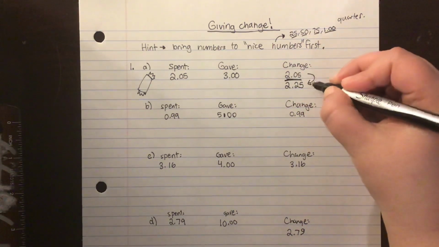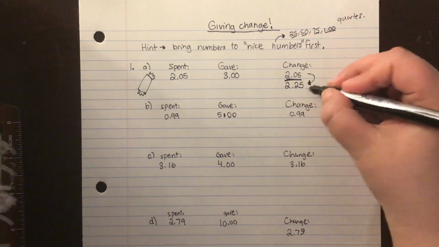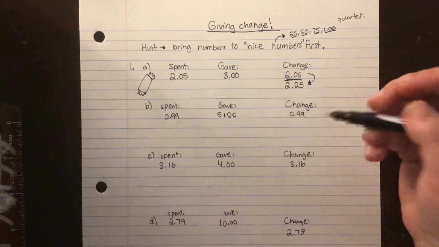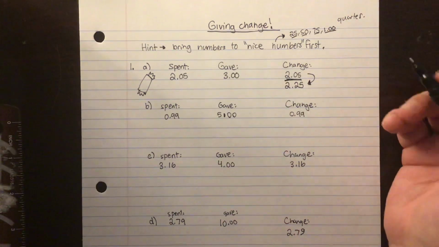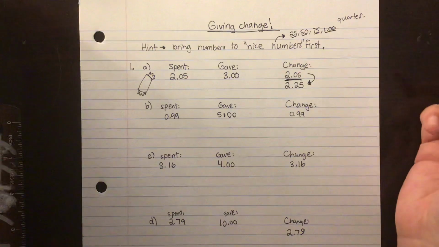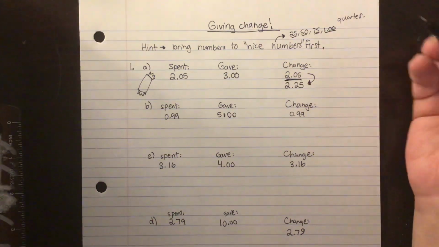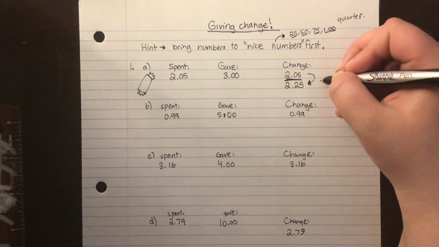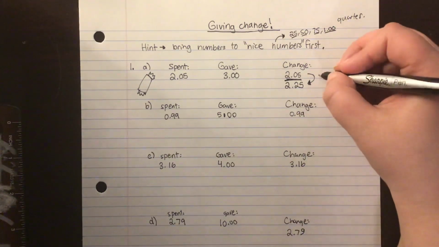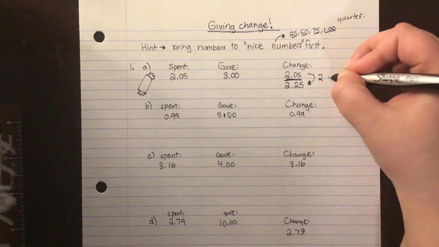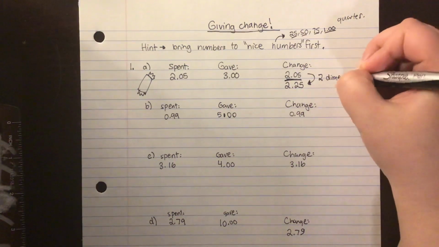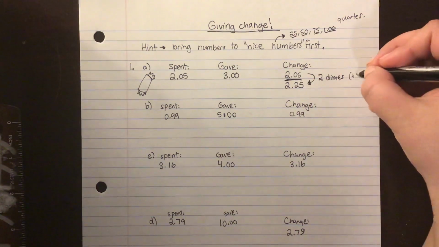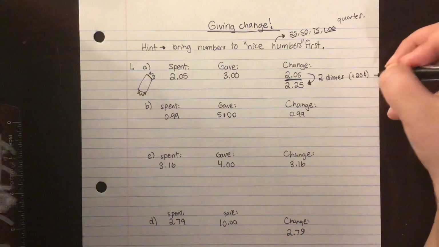Now what did we have to add to get from 5 cents to 25 cents? Well, we had to add 20 cents. And what coin do we use for 20 cents? I'd use dimes because dimes come in 10 cents. So we have one 10-cent dime, two 10-cent dimes to get to 20 cents. So I'm going to say 2 dimes. We added 20 cents onto that.